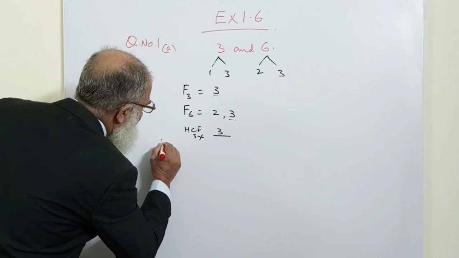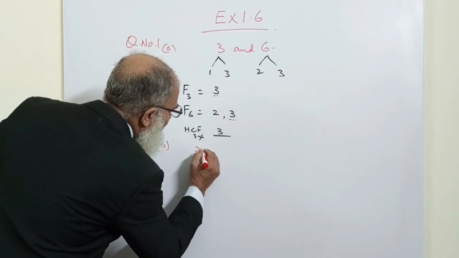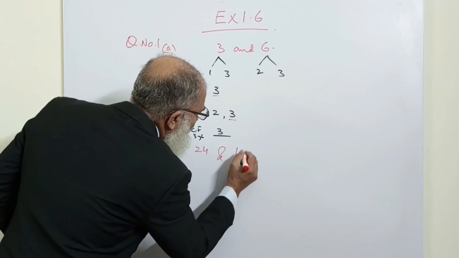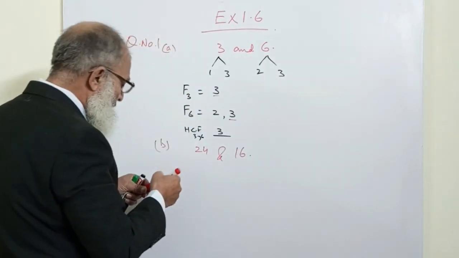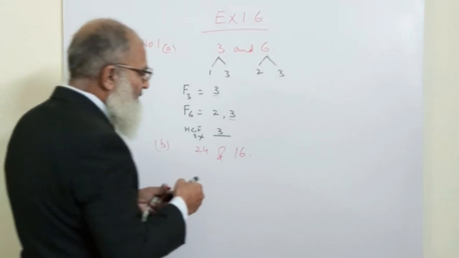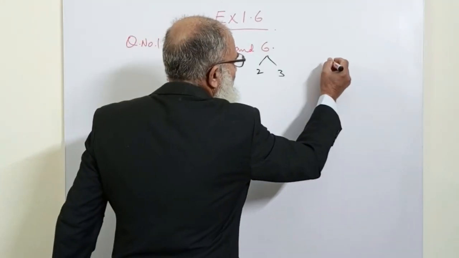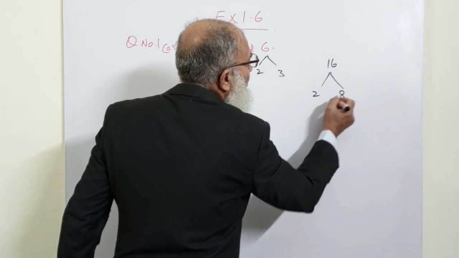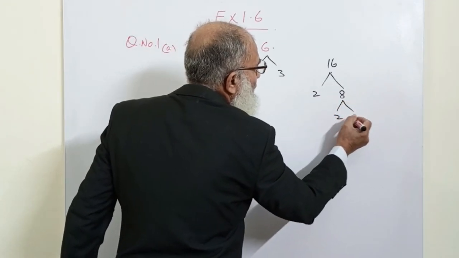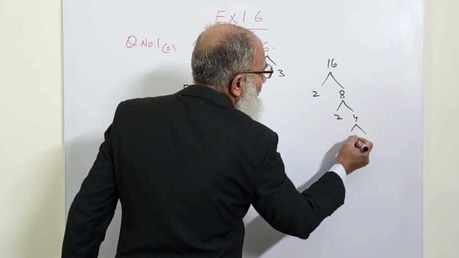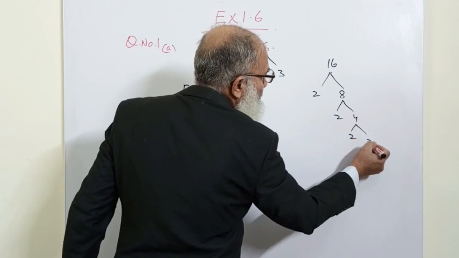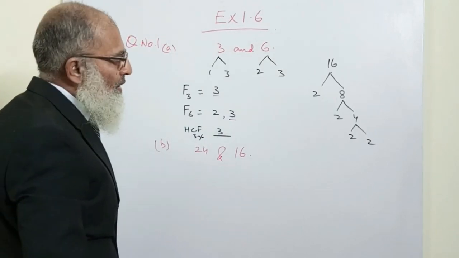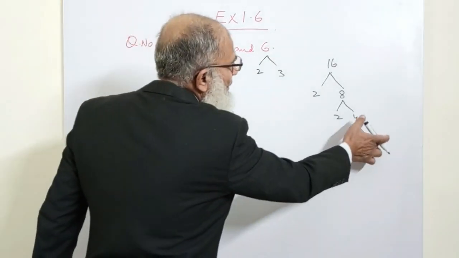Part B, 24 and 16. So I have to go to my rough work. First take 16: 2, 8, again 2, 4, again 2, 2. So this long chain is, I can also have these factors also, these ones.